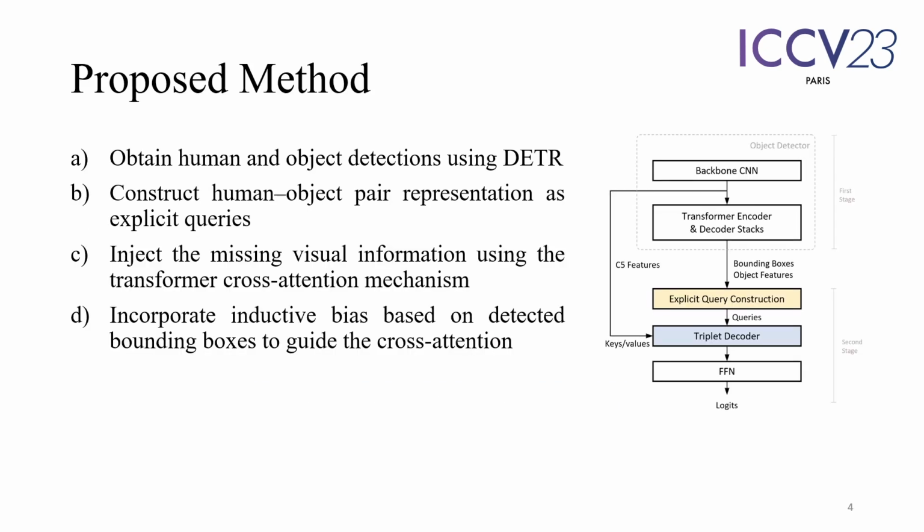We adopt the two-stage detection paradigm in this work. We first use DETR to detect the humans and objects in a scene, and then construct human-object pair representations by fusing the object visual features and a spatial representation based on their bounding box coordinates. We use this representation as the query in a subsequent decoder. As these queries are constructed instead of learned, we refer to them as explicit queries. In this triplet decoder, we propose to guide the cross-attention mechanism using the bounding box information as spatially inductive bias.